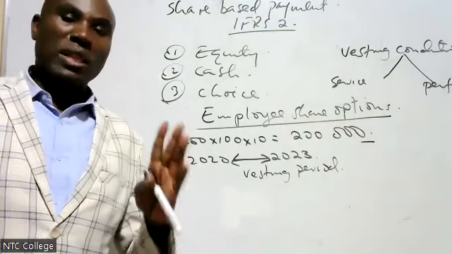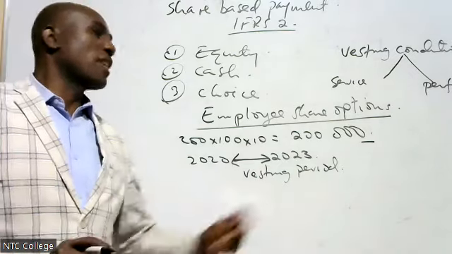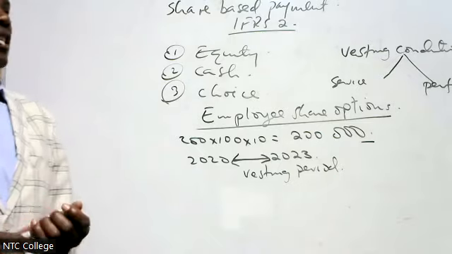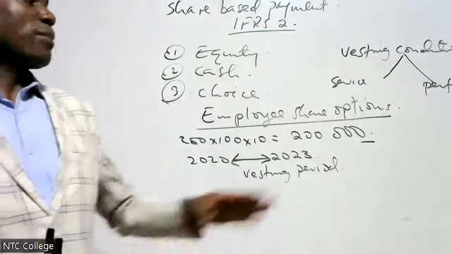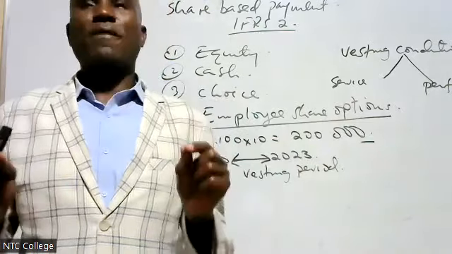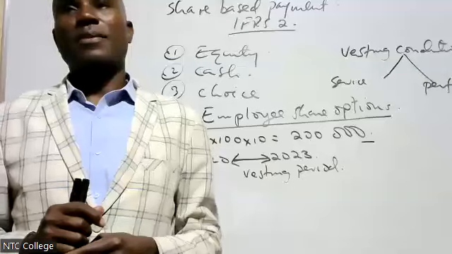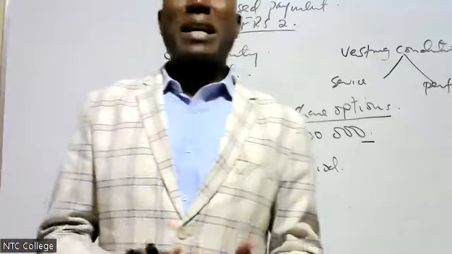Service condition: you are required to give a specified service level. For example, you are required to serve the company for the next 10 years, before you qualify to receive this equity instrument. That is service condition. Then performance condition means you are required to achieve a specified performance level. Like, for example, you are required to achieve 90% profitability. The moment you achieve it, you qualify for the shares. We say it's a performance condition.